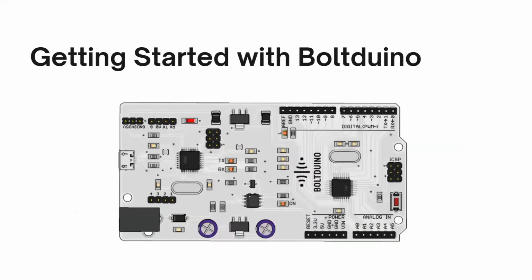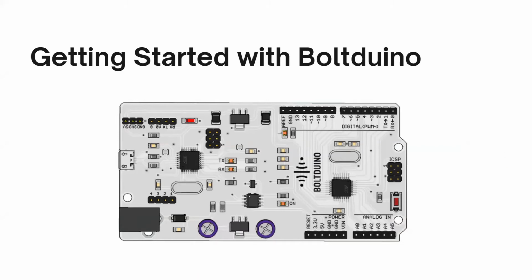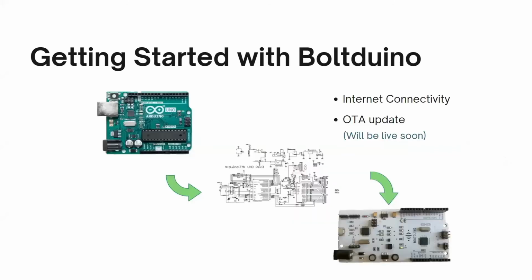Now we will see what Boldvino is. So instead of Arduino, I will be using Boldvino. Boldvino is Bolt IoT's own take on Arduino Uno. So it is a modified version of Arduino Uno. What makes it unique is that it has certain features which make it different from Arduino Uno.